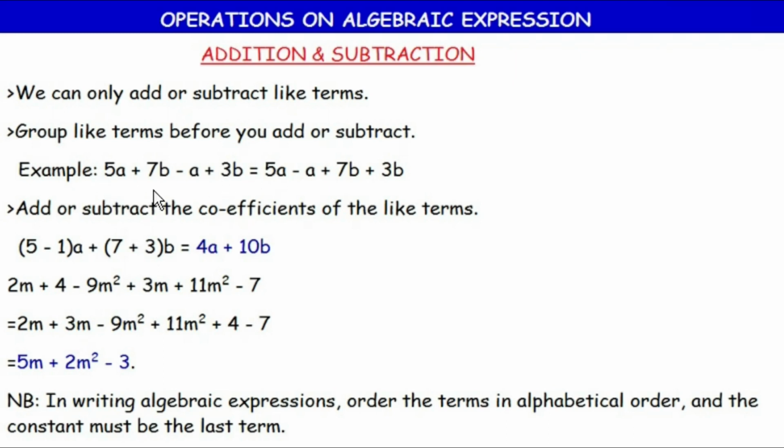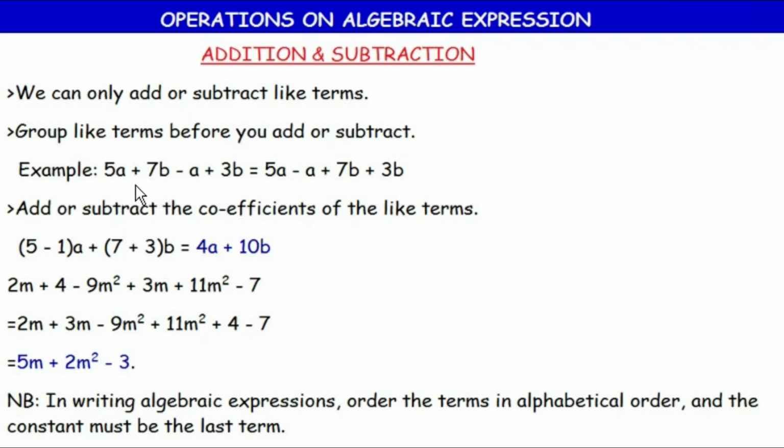So if we are given this expression 5a plus 7b minus a plus 3b, the first thing we have to do is to group like terms so that we can now add or subtract them. So we are going to have 5a minus a plus 7b plus 3b. In grouping the like terms, make sure that each term goes along with the operation that is in front of it.